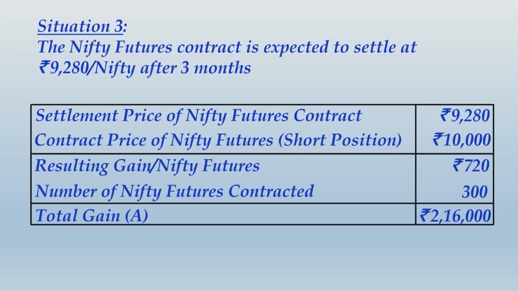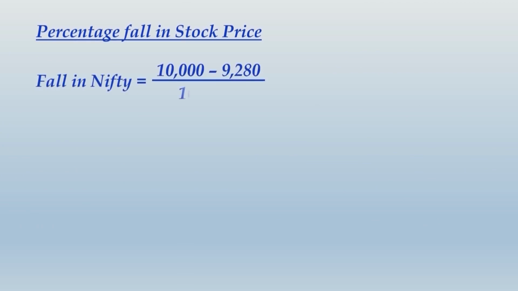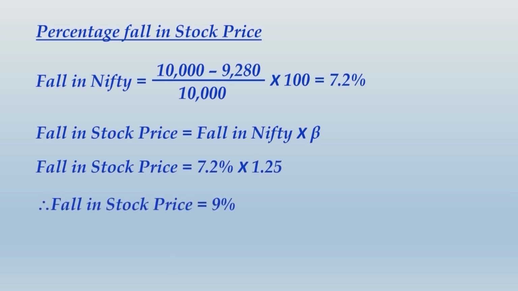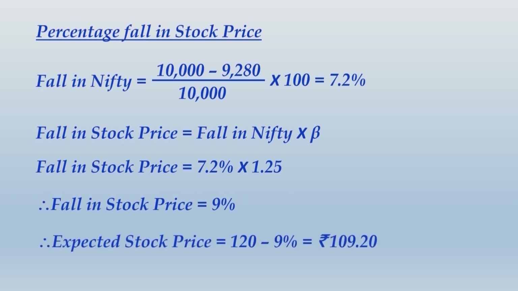Alright friends, let us move ahead and look into the impact of this on the stock price. So first of all, the fall in Nifty is computed as 7.2%, that is, the price of 10,000 today is expected to become 9280. Obviously the resulting fall by percentage will be 7.2%, and the fall in stock price will be the fall in Nifty multiplied by beta. So the fall in stock price this time will be 9%. So what will happen? The expected stock price will be 9% lower than 120. That will be 109.2. Please note down this as well and then we move ahead.